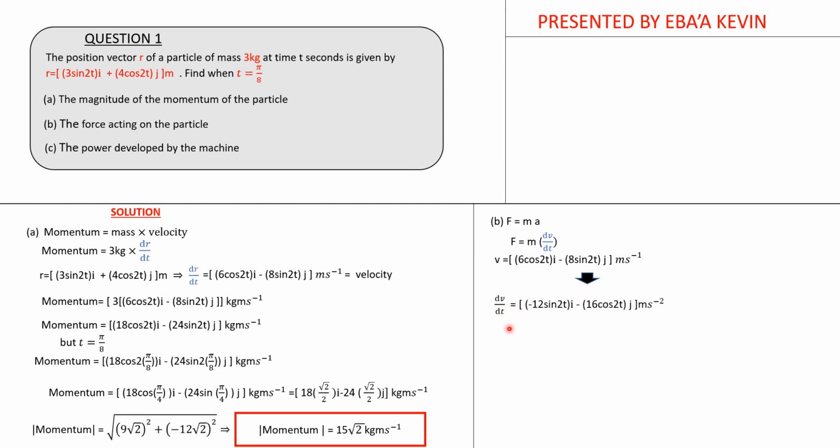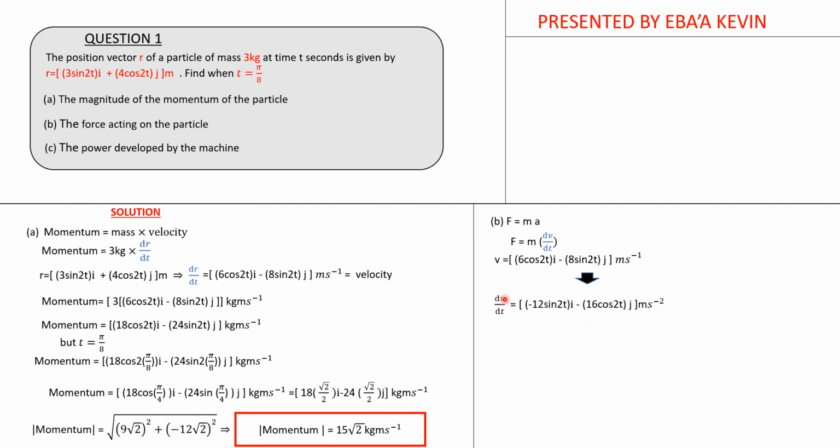Saying that implies that we are going to have dv/dt equal to negative 12 sin 2t i minus 16 cos 2t j meters per second squared. Always remember to put the SI unit, because it is very important. To differentiate this is quite the same process as we did when differentiating the position vector with respect to time. Once we differentiate the velocity with respect to time, we get this.